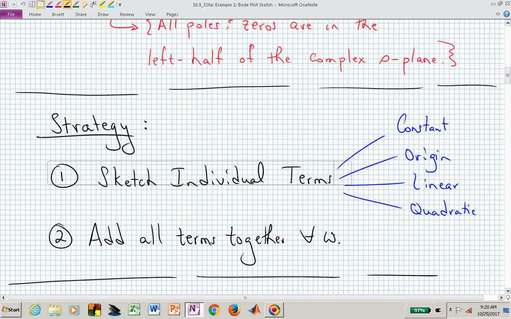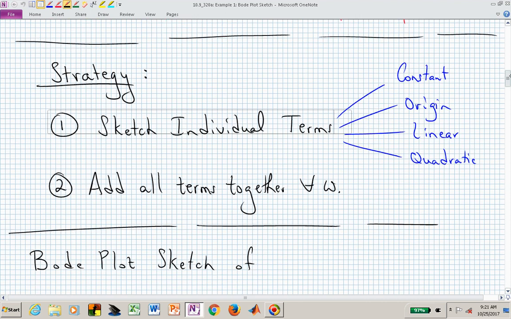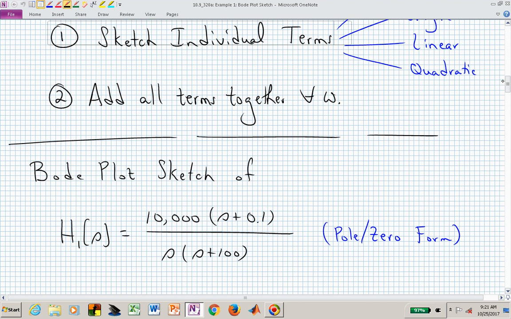Our strategy hasn't changed. We simply identify the individual pieces that we have, and we may not have all of these pieces depending on the transfer function. And then what we want to do in this video is focus on how we do step 2 of this strategy, which is add up all of the terms together. So let's now do the Bode plot sketch.